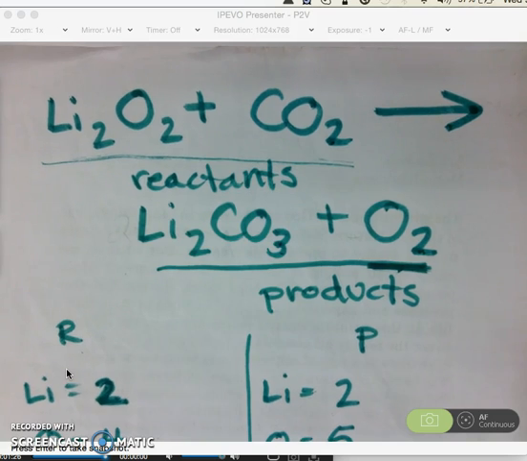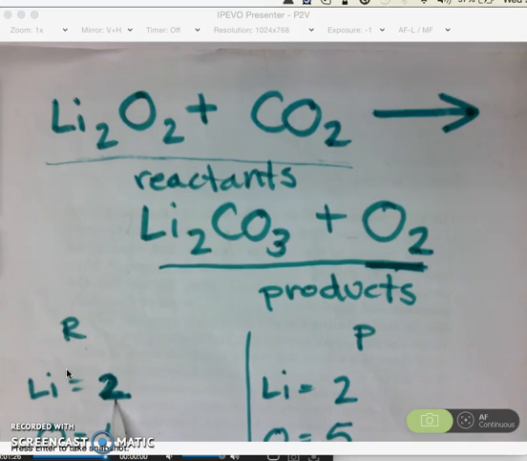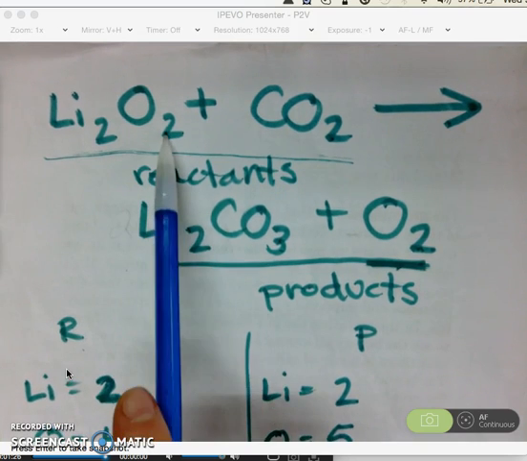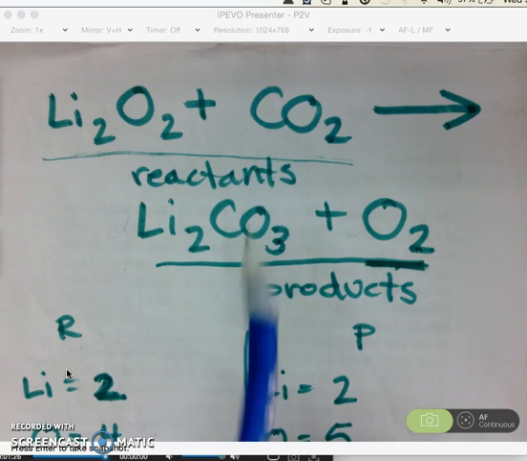So we look at our reactants. How many lithiums? 2, and we write that down. How many oxygens? 1, 2, 3, 4. So we write that down. And then carbons, we have 1, so you want to write down 1 carbon.